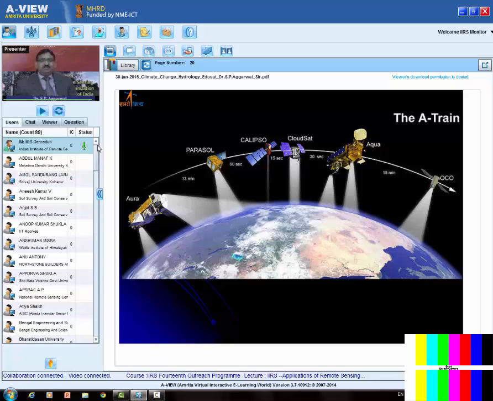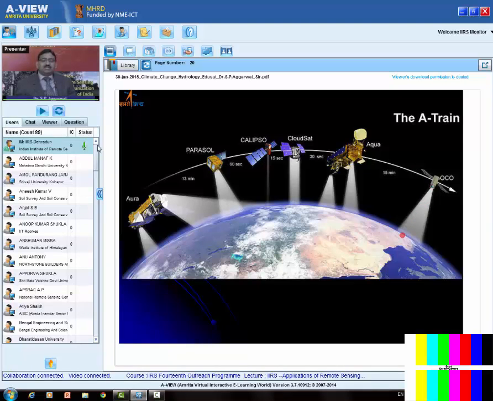Then there is basically the A-train, an atmosphere train, where, just like a train, you have a series of satellites, and within 2-3 minutes all the satellites pass a particular point. For example, the first satellite is OCO, the Orbiting Carbon Observatory. After 15 minutes, at this point Aqua will come. After 15 minutes 30 seconds, CloudSat will come, then Calypso, Parasol, and Aura. Within 2 minutes, all these satellites will pass this point.